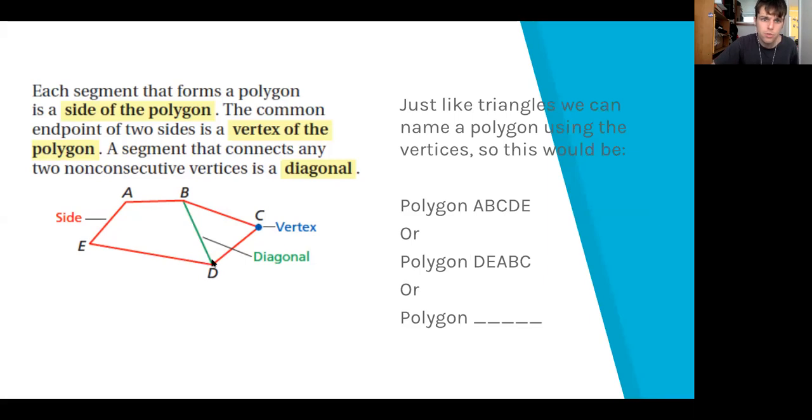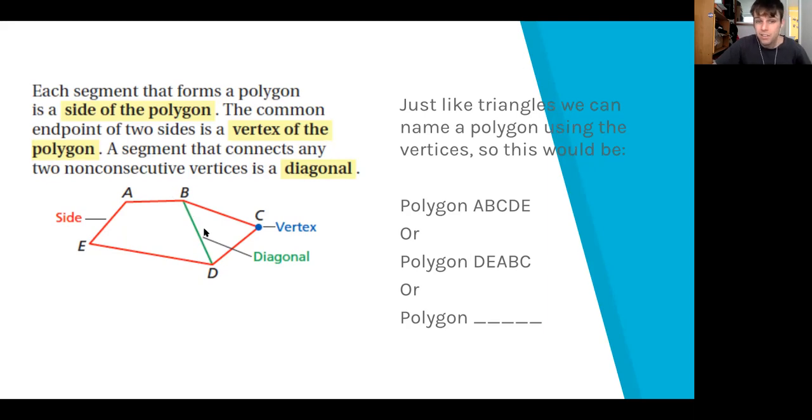We have 1, 2, 3, 4, 5 sides here. This is actually what we would call a pentagon, but generically we can call it a polygon. Each segment that forms the polygon is called a side. So all of our red segments are sides that connect each of these points. The endpoints of the sides we call the vertex, or the vertices, of the polygon. So point C, point D, point E, A, B, right down there.